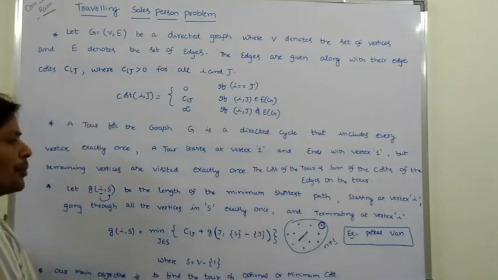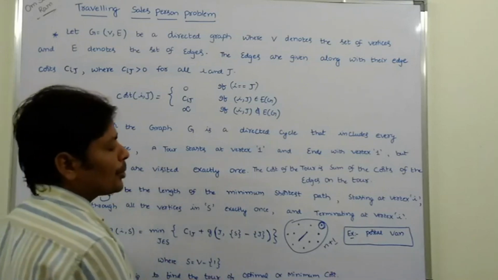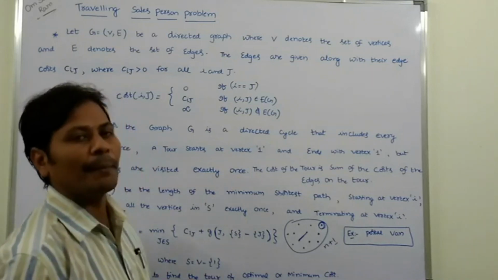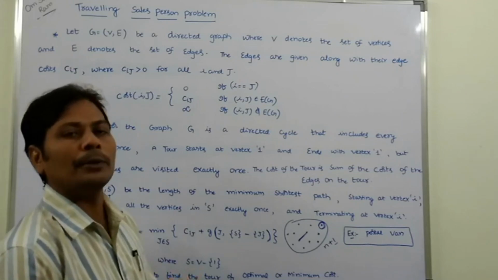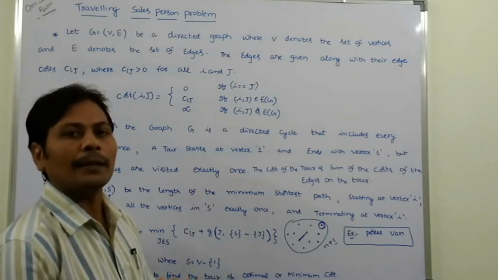Our main objective is to find the tour of optimal or minimum cost. Our main objective is we have to find the tour with minimum cost.